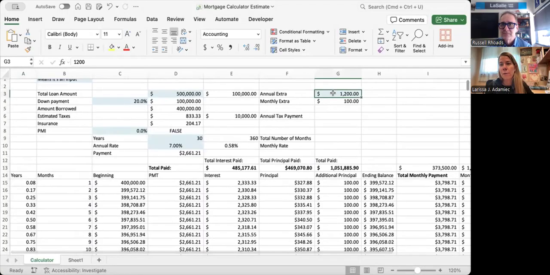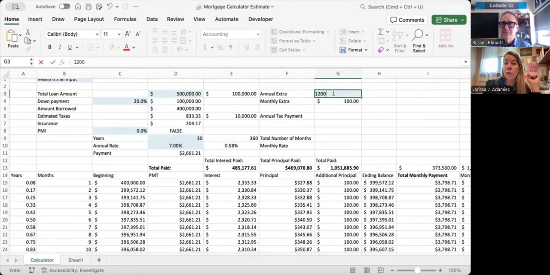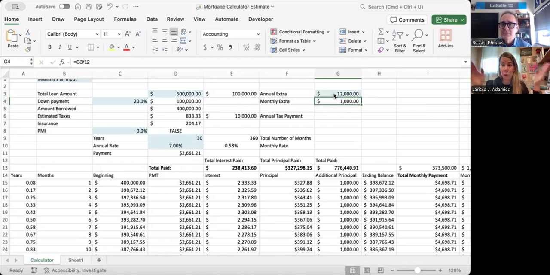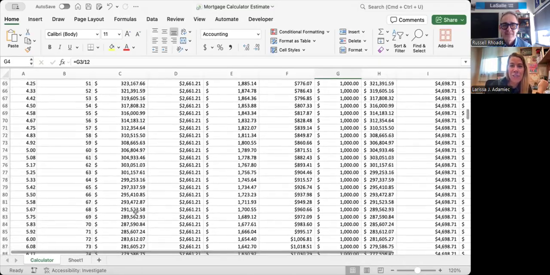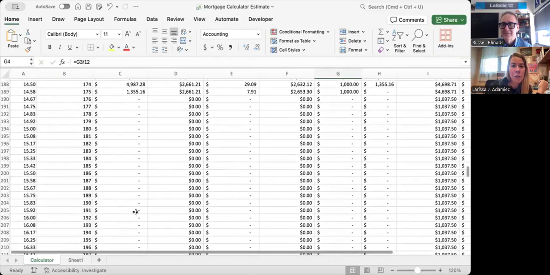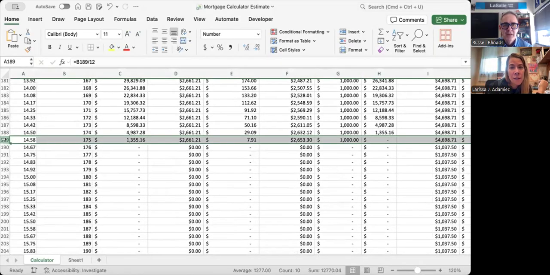Now let's say you can throw in $1,000 extra, which for some might not actually be that big of a deal. The $100 should be a no-brainer. You're going to save substantial amounts of money. If you throw in an extra $1,000 a month, you go from $558,000 that you are paying in interest to $238,000. It's crazy. Okay. So you are saving a substantial amount of money and you pay off your loan much earlier. Less than 15 years.